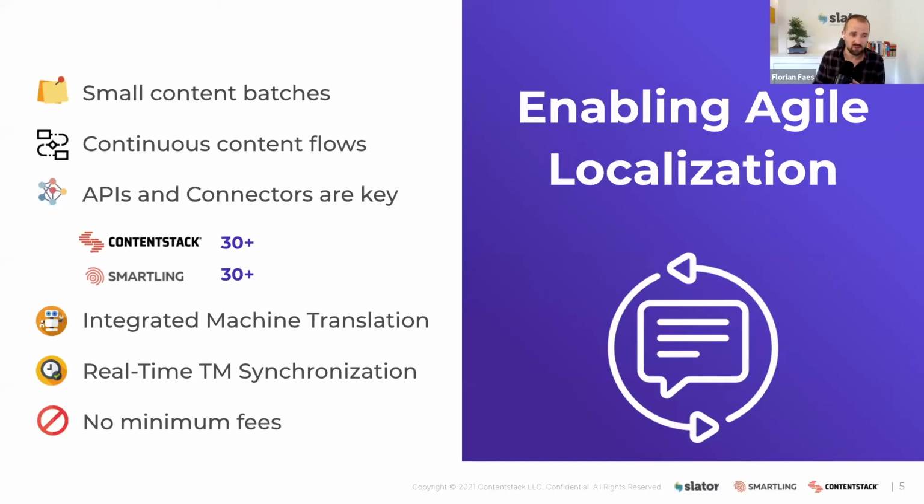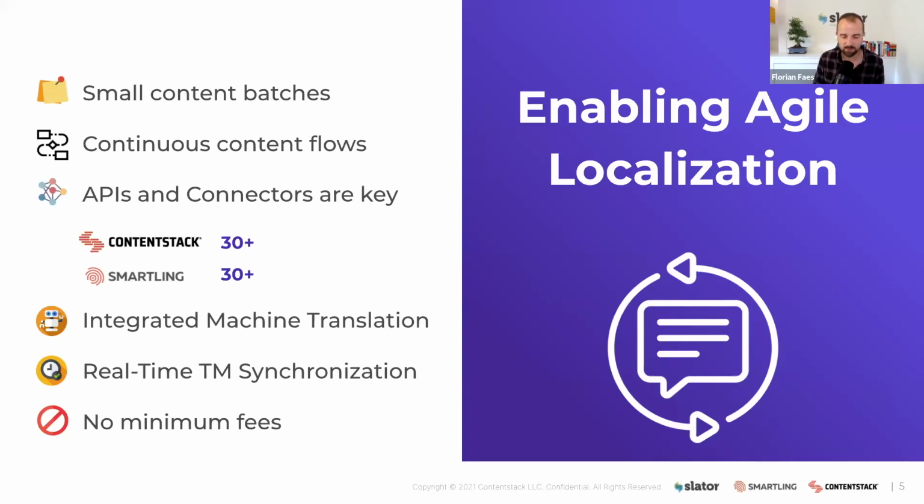And actually, when I was researching for this presentation, I came across that Contentstack and Smartling each offer over 30 APIs and connectors. And I'm pretty sure that if we ask them to develop something custom, they could pull this off as well. Let's see. Pretty sure they could. So that's what you want to start out with, right? You don't want to start out with something that offers very little or is very hard to connect to these third-party systems.